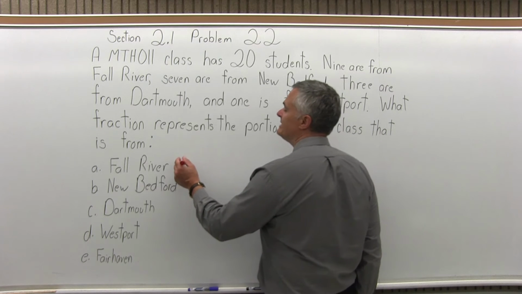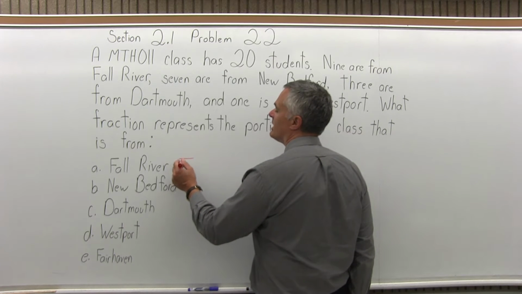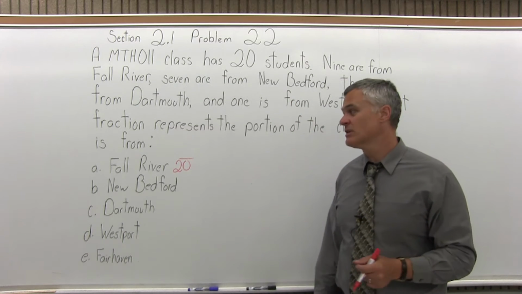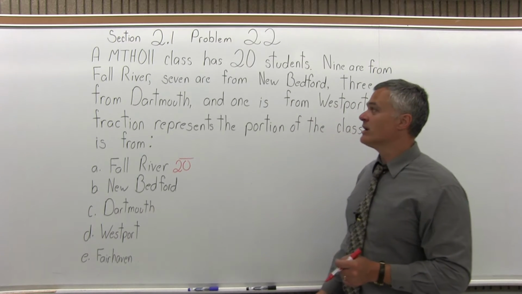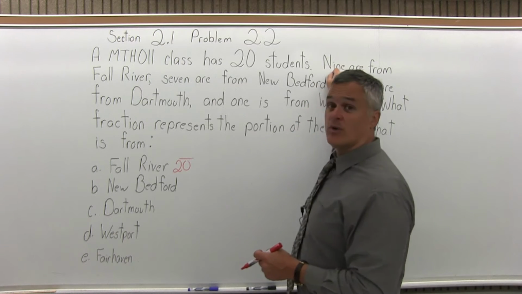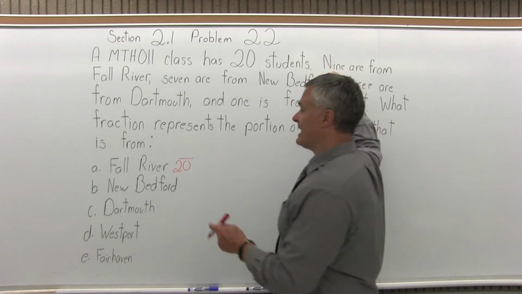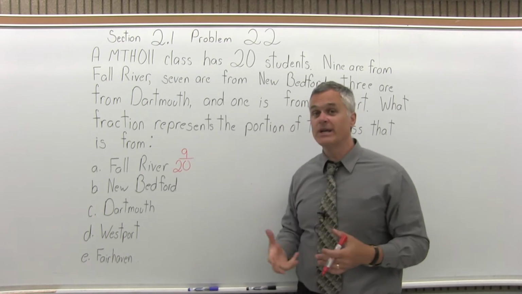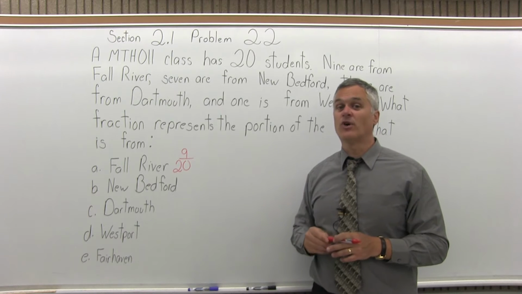Altogether there are 20 students in the class, so the denominator of my fraction for Fall River will be 20, the total number of students that are in the class. Now the numerator, or top of the fraction, will be how many of those students are from Fall River. So if I look back at the question, it's 9. 9 out of the 20 students are from Fall River. So 9/20ths of the class is from Fall River.